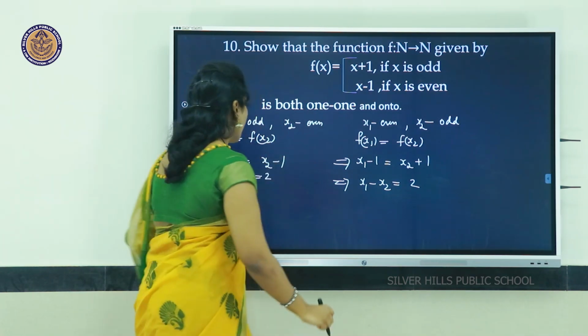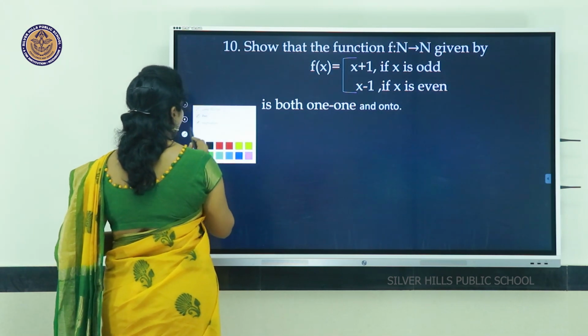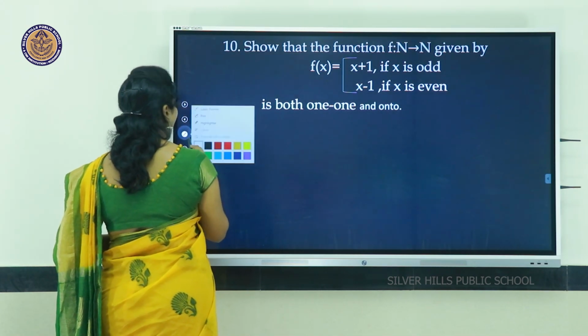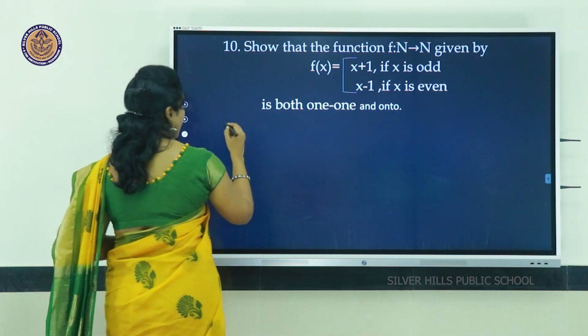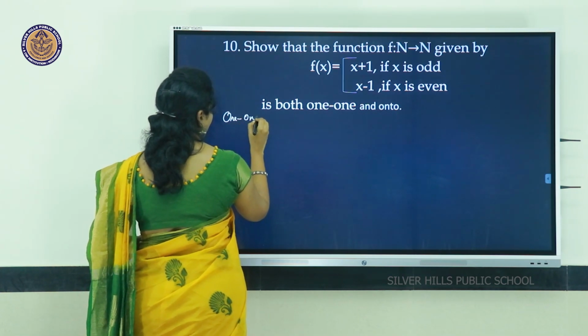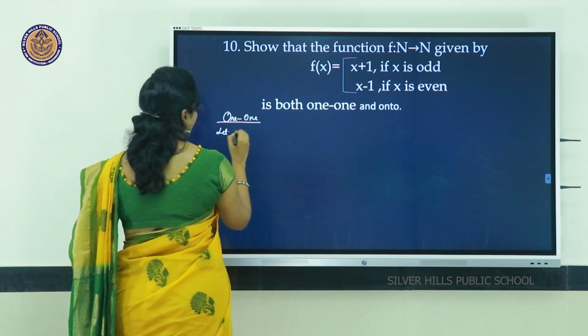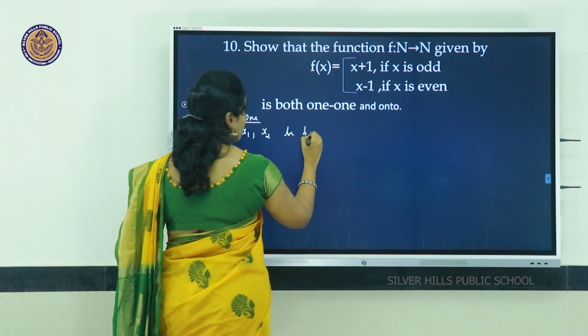So, how should we select? We need to select in such a way that x1 and x2 are both odd or both even. So, let us select like that. So, we are going to prove the 1 1 condition. Let x1 and x2 be both odd.